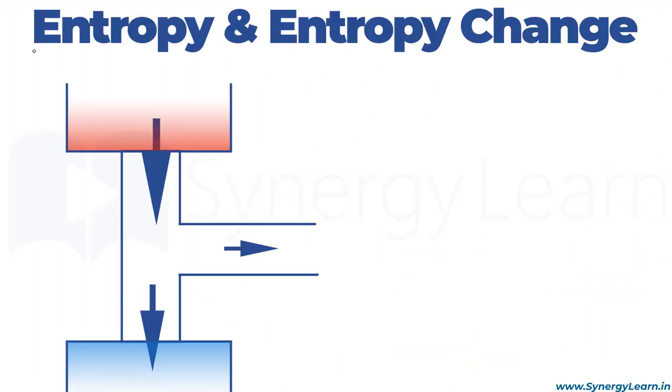In this video, we will learn about entropy and entropy change for JEE and NEET. In the second law of thermodynamics, we have a heat engine which extracts heat from a reservoir at high temperature but does not convert it totally into work, and some amount of heat is rejected. Depending on the process utilized, we have varying amounts of work done by heat engines.